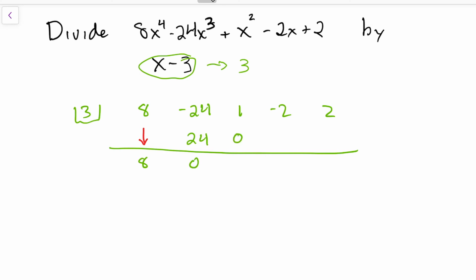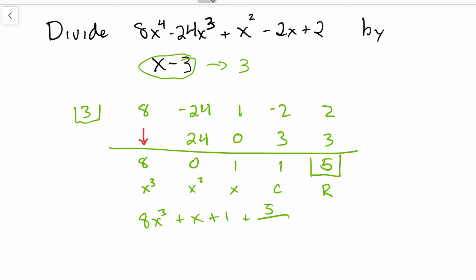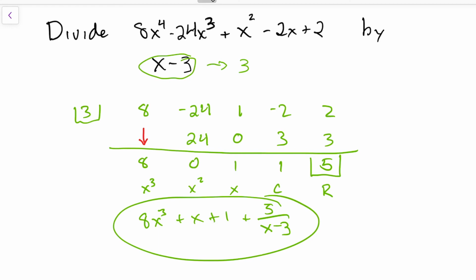3 times 0 is 0, add 1 and get 1. 3 times 1 is 3, add to negative 2 and get 1. 3 times 1 is 3, add to 2 and get 5. That is my remainder. Again, so this is my remainder, this is my constant term, this is my x to the first term, x squared term, and x cubed term. So if I want to write my solution, it'll be 8x cubed plus x plus 1, and to deal with my remainder, it'll be plus 5 over x minus 3. And this would be my solution to the synthetic division problem.